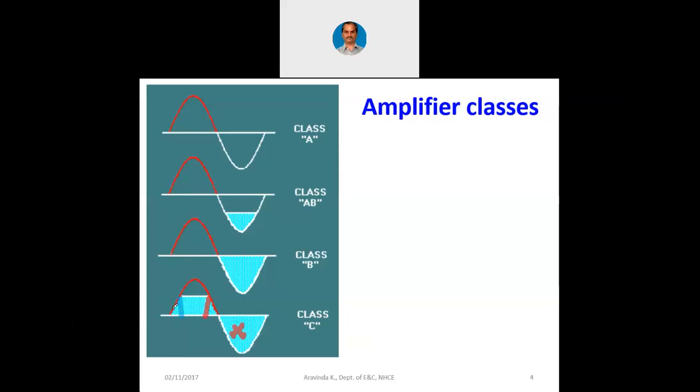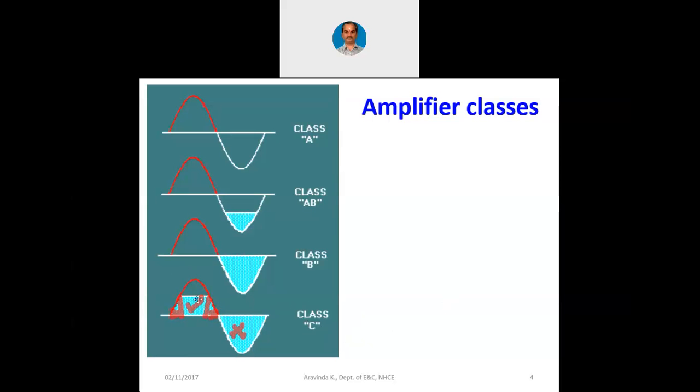It is not working here, and it is not working here also. It is working only here, which means the total angle up to which the device is working is less than 180 degrees. That is called class C.